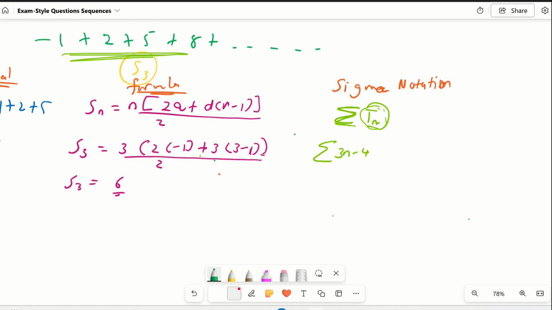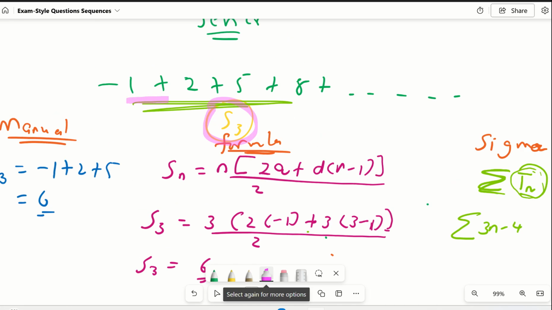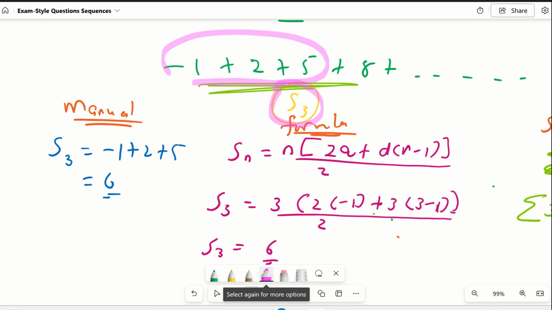The question was find S3, right? Which means you are summing, or adding, the first three terms of a sequence, in this case an arithmetic sequence. There's three ways in which we could do this. You guys are familiar with two ways. The manual way, first principles, the old-fashioned way, you just add the first three terms. You get a 6.